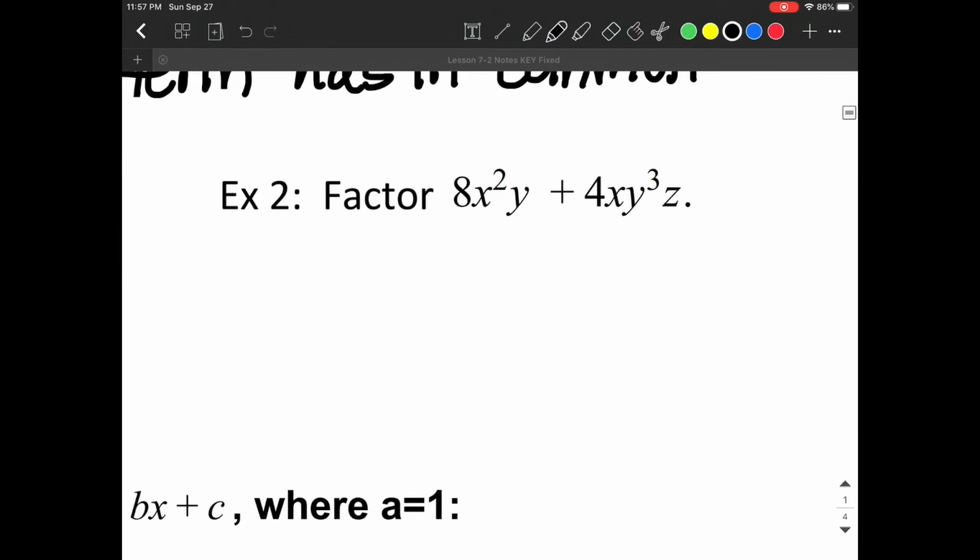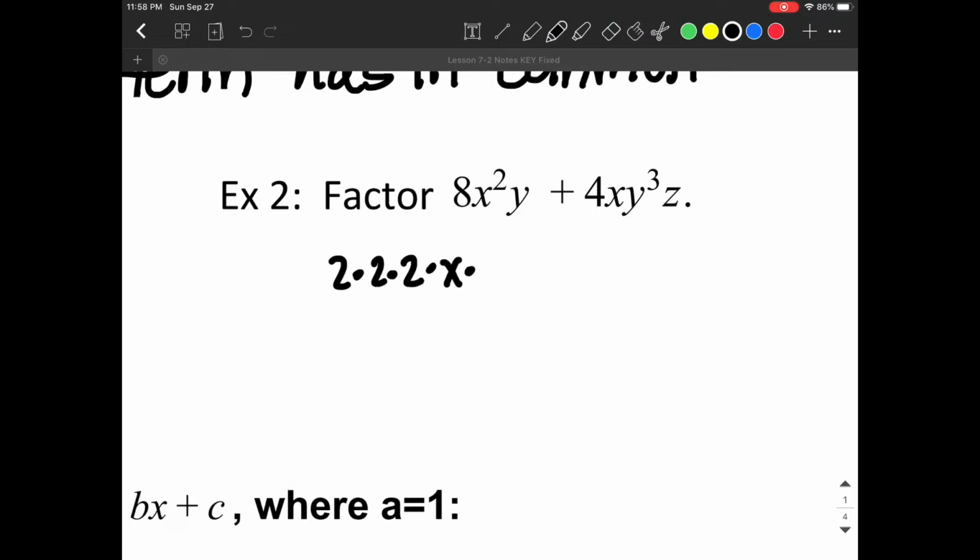For the second example, I have 8x squared y and 4xy cubed z. I'm going to break them down into their smallest factors. So I'm looking at the 8 first. I'm looking at the numbers in the front first. 8 breaks down into 4 times 2. So on the side, I'm going to write this. It breaks down into 4 times 2, and 4 breaks down into 2 times 2. So I know that I can break 8 down into 2 times 2 times 2. That's its smallest factors that it breaks down into. So 2 times 2 times 2.